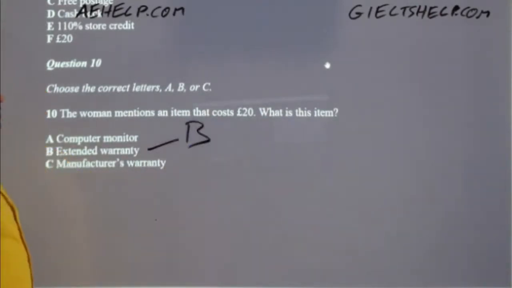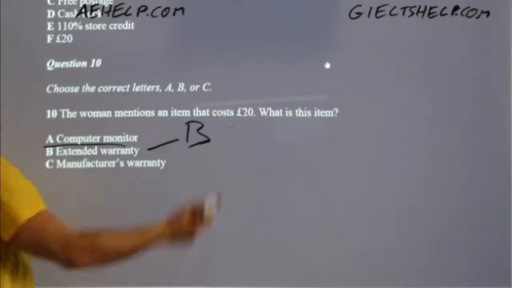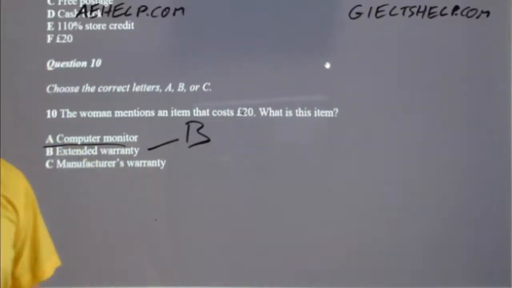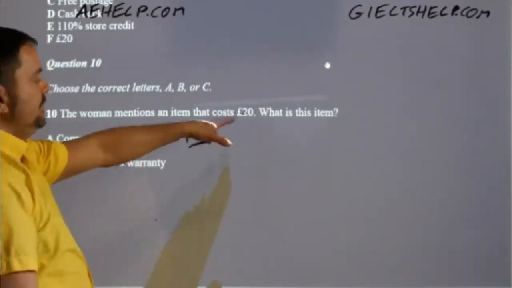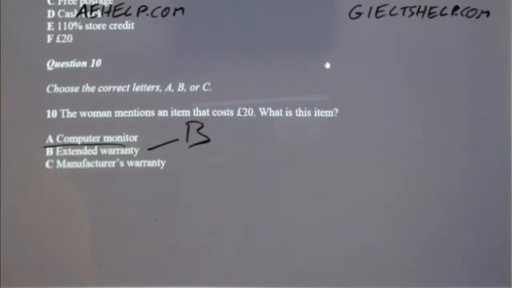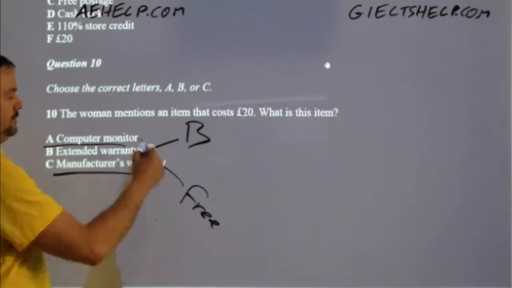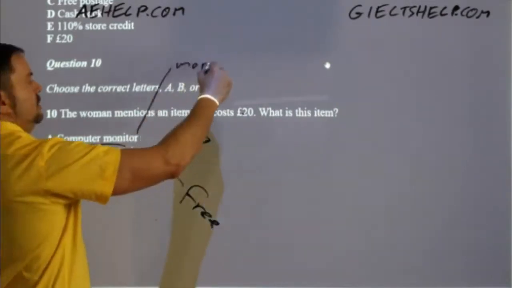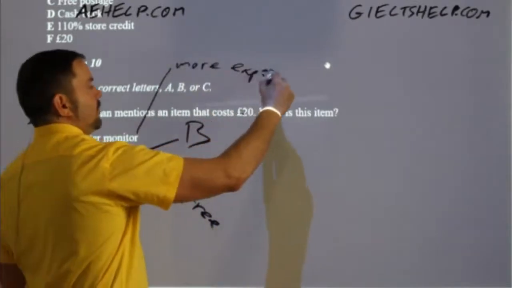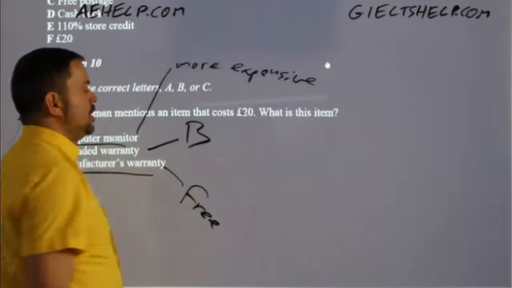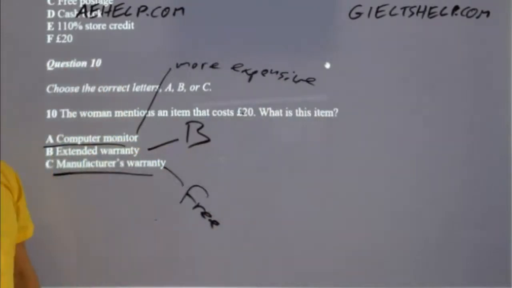Okay, and it's logic, right? Computer monitors usually never cost 20 pounds. Even if you get an old one, it will probably cost you more than 20 pounds. That would be far too cheap for a computer monitor. Manufacturer's warranty, those are usually free. So even if you miss this audio, you should be able to figure out that it's B.